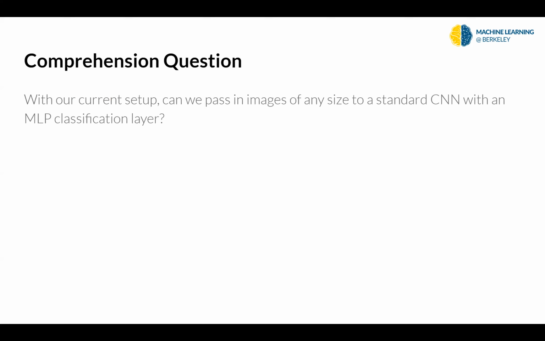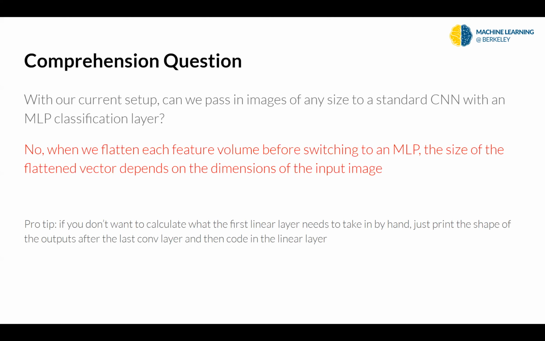Yeah, exactly. The convolutions themselves don't actually depend on the size of the image, because we're just passing a filter over it. But after we're done with all of our convolutions, we flatten it. Now that vector will be a different size depending on the size of our input image. So the size of that flattened vector depends on the dimensions of the input image.